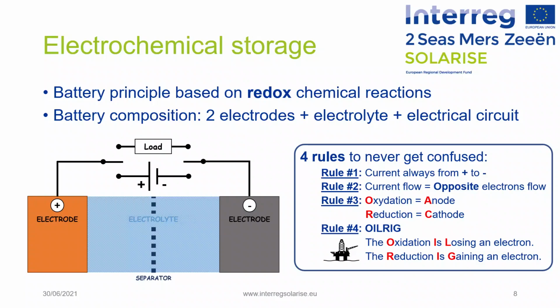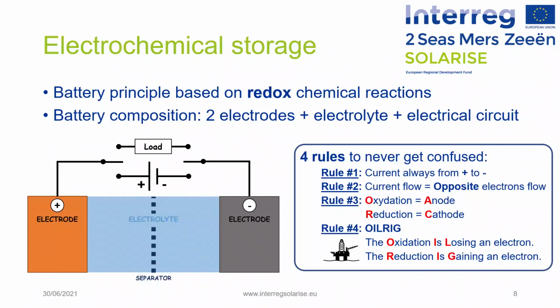To do so, a battery requires two electrodes, an electrolyte, and an electrical circuit to make electrons or electricity circulate. This electrical circuit links the two electrodes that are always polarized as positive and negative, and that sandwich an electrolyte that can be a liquid, a paste, or a gel, causing the reaction.